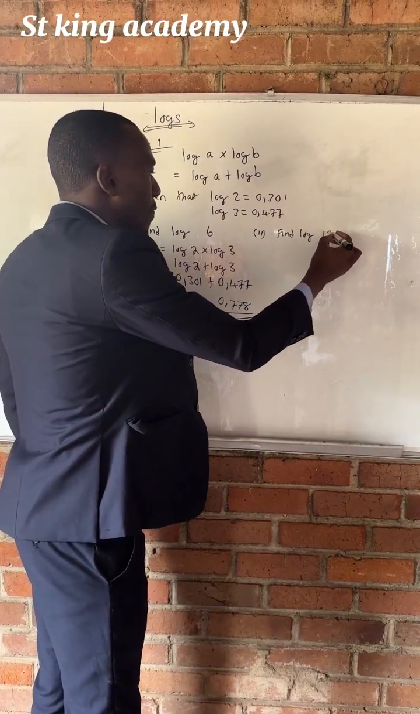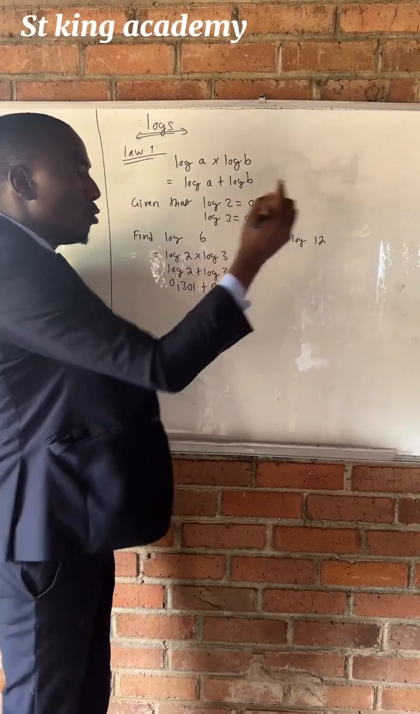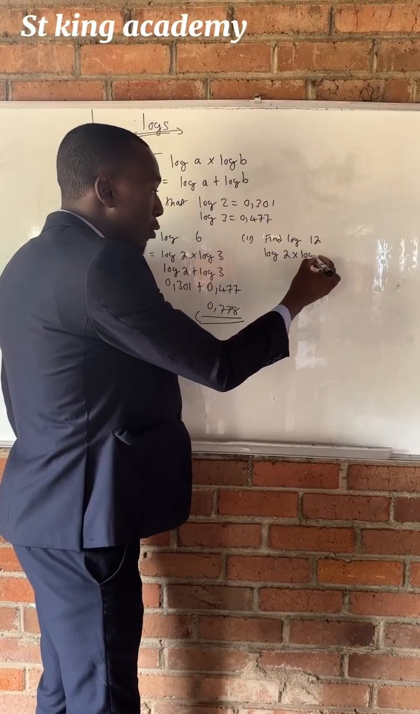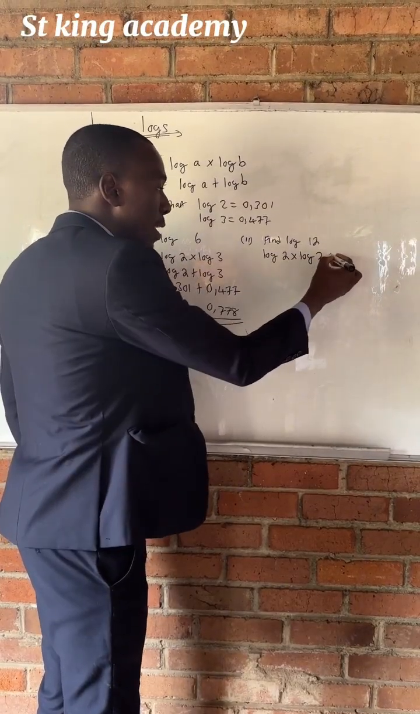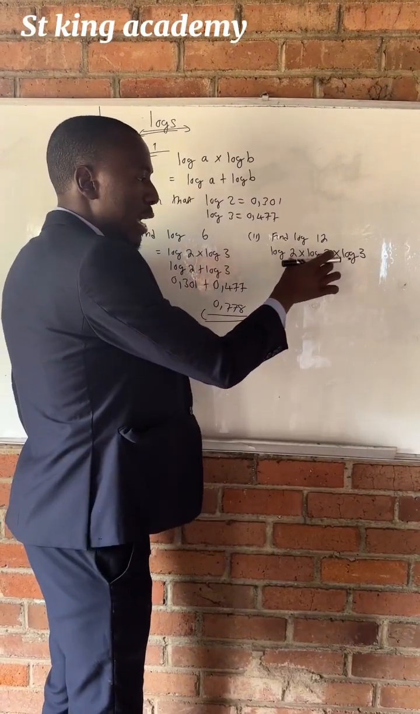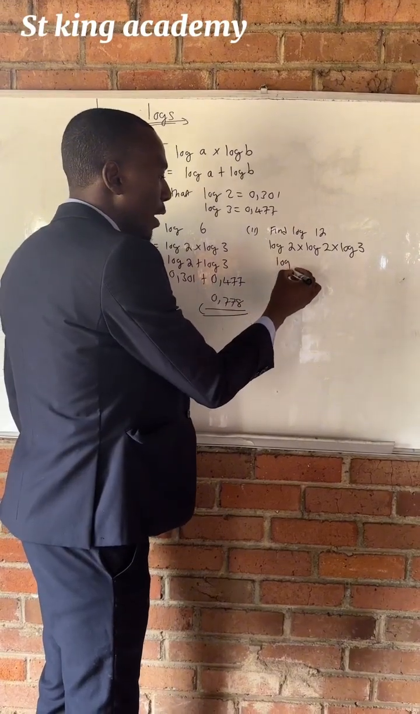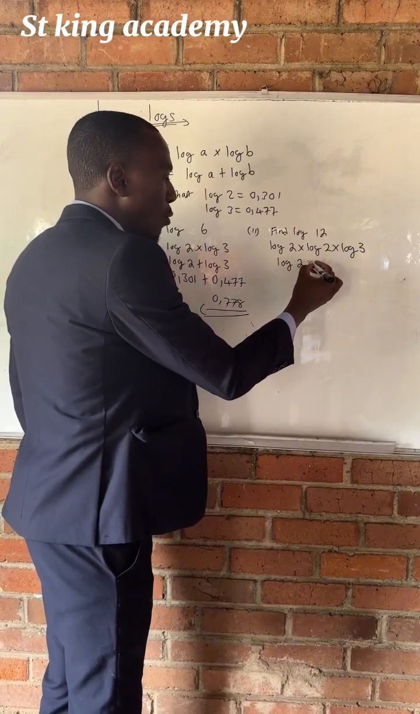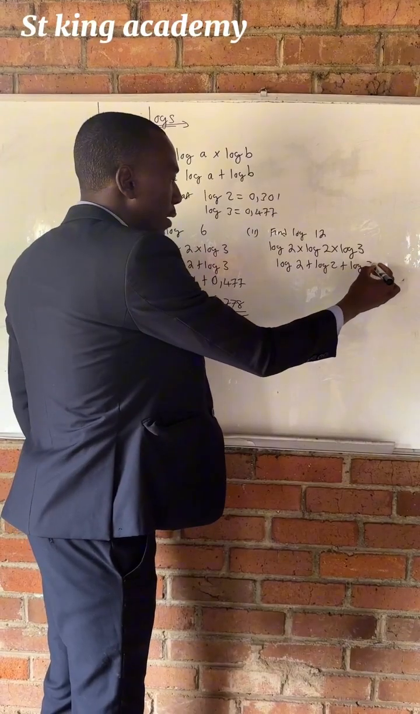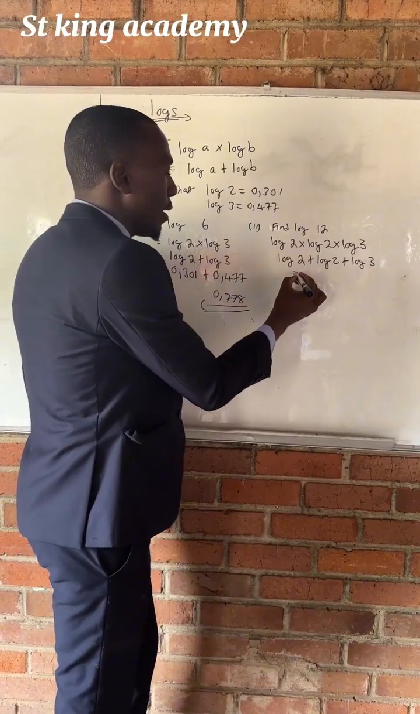Okay, let's say I ask you to find log 12 using 2 and 3. So log 12 is the same as log 2 times log 2, that's 4, then times log 3. So 2 times 2, that's 4, times 3, we get 12. So whenever we multiply, we add, so it's now log 2 plus log 2 plus log 3.